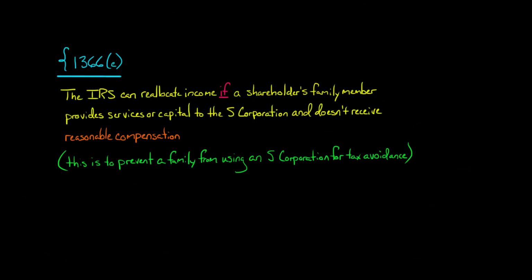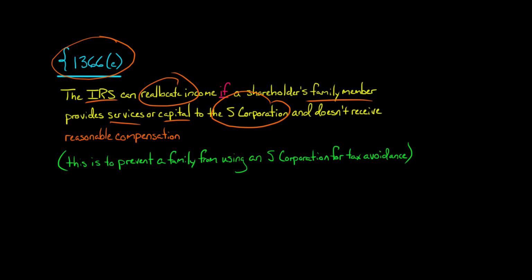Now, finally, you should know that Section 1366(e) of the tax code gives the IRS the power to reallocate the income of an S corporation if a shareholder's family member were to provide services or capital to the S corporation and not receive reasonable compensation. This is just in place to prevent a family from using an S corporation as a tax shelter.